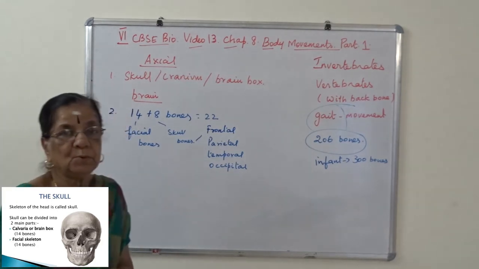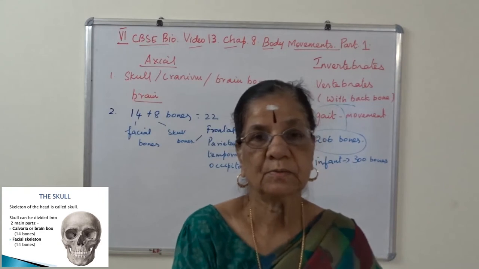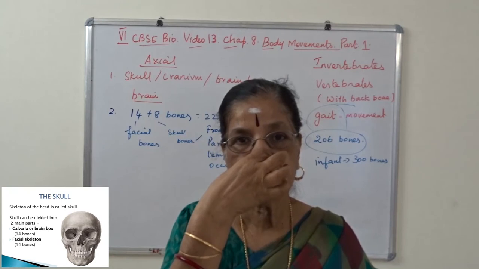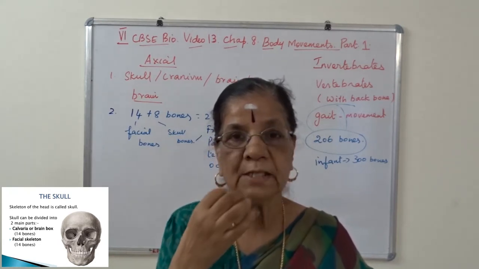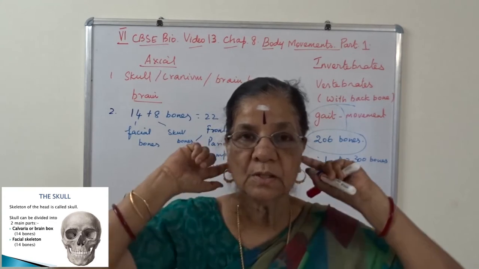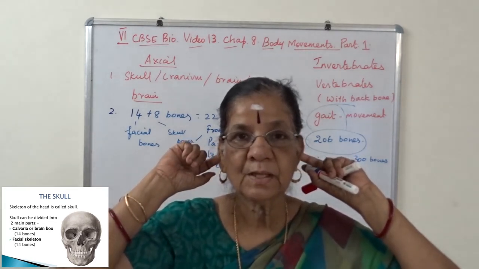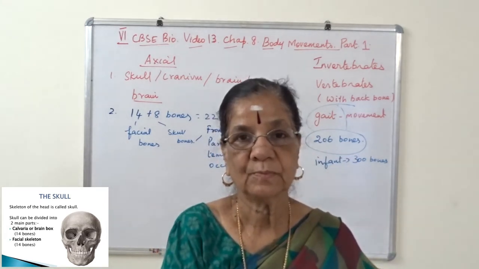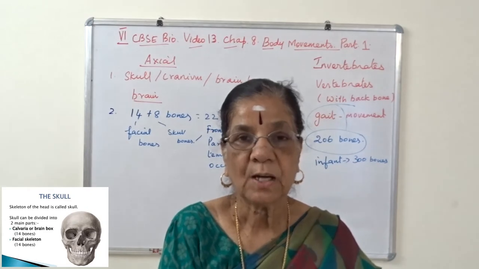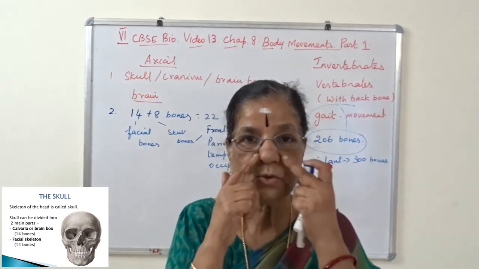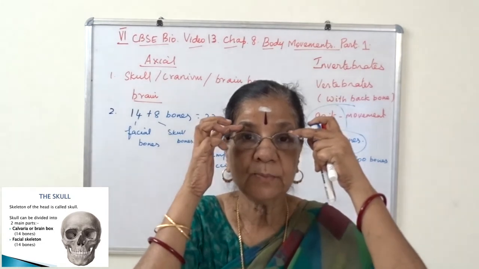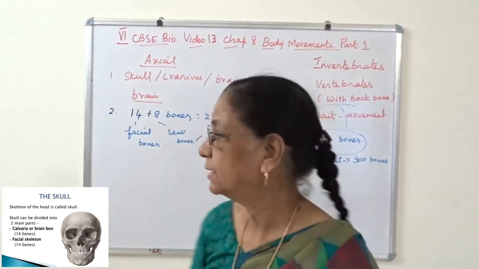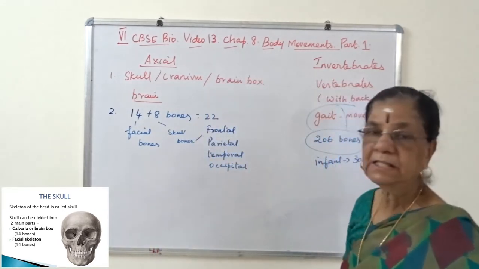Whereas facial bones, there are 14 facial bones. What are they? The forehead portion, 2 nasal, 2 eye orbit, 2 cheekbone, 2 ear bones. I hope you are following. And then upper and lower jaw. So these are the 14 facial bones.